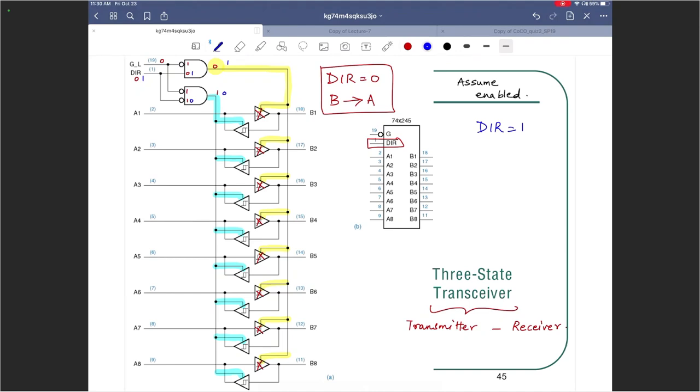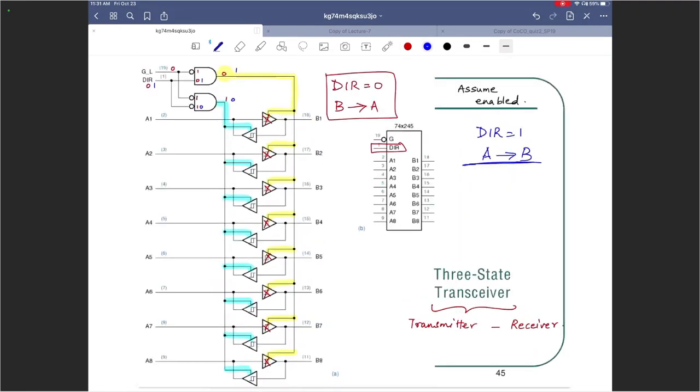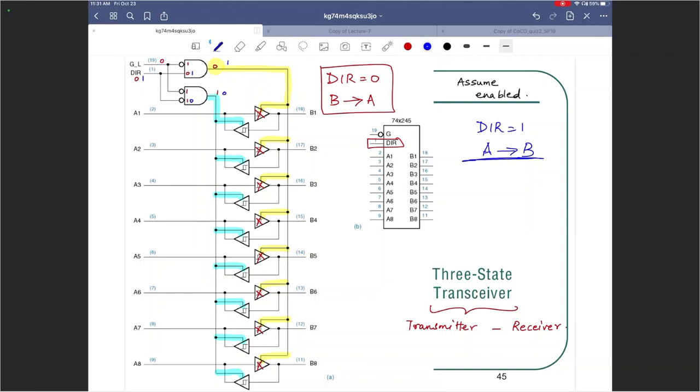So what is the direction here? dir equals 1. Left to right, A to B, right? So you can move things from A to B or B to A by using this 74x245 chip. All you need to do is enable it and provide the appropriate direction. That's it. All right, questions about this, guys?